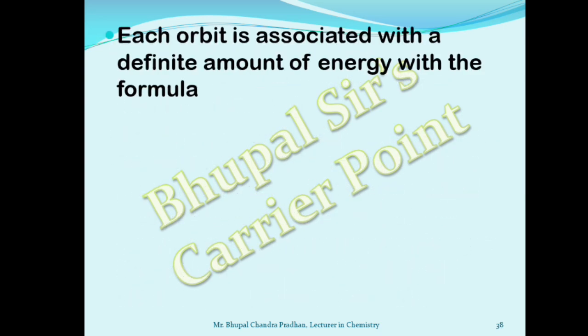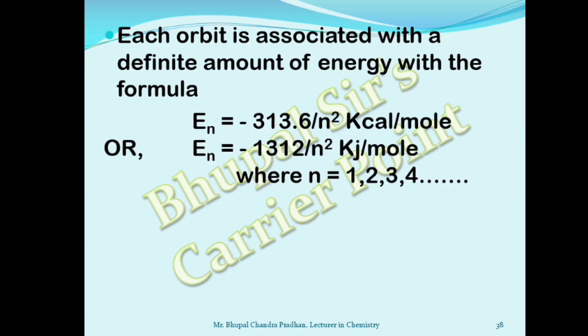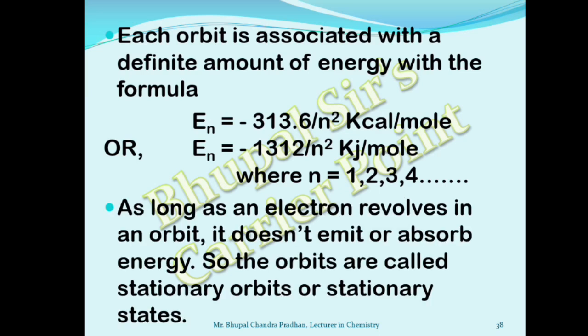Each orbit is associated with a definite amount of energy with the formula En is equal to minus 313.6 by n square kilocalorie per mole, or En is equal to minus 1312 by n square kilojoule per mole, where n is equal to 1, 2, 3, 4 and so on. As long as an electron revolves in an orbit, it does not emit or absorb energy.